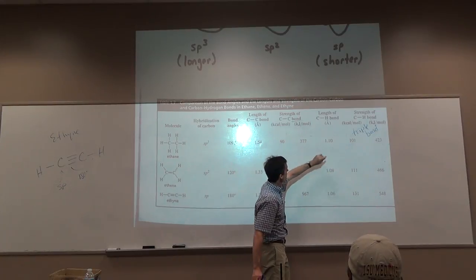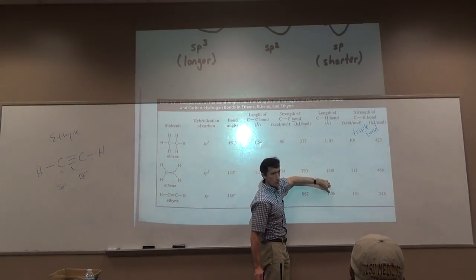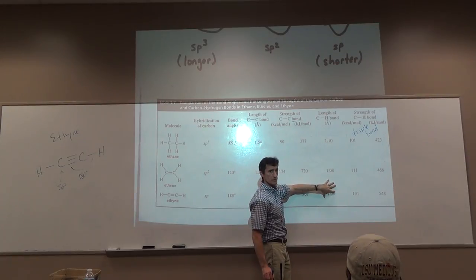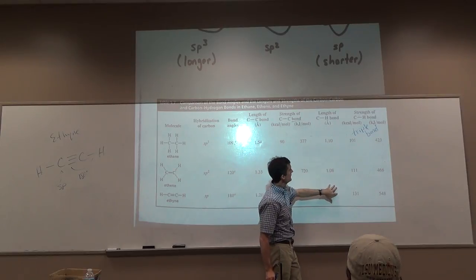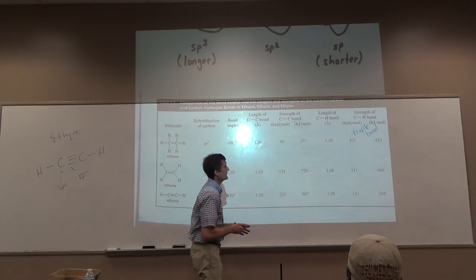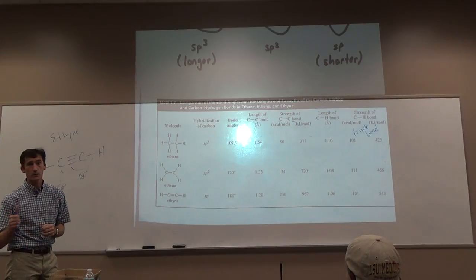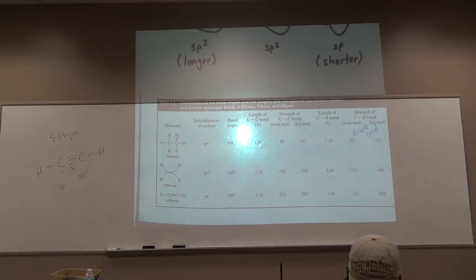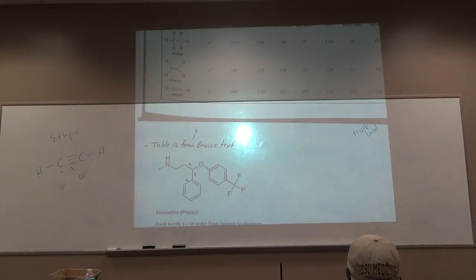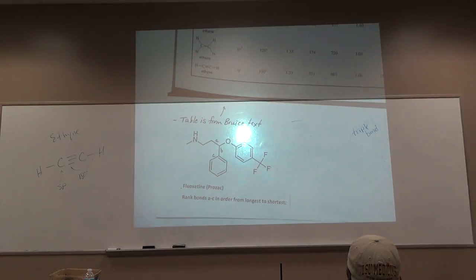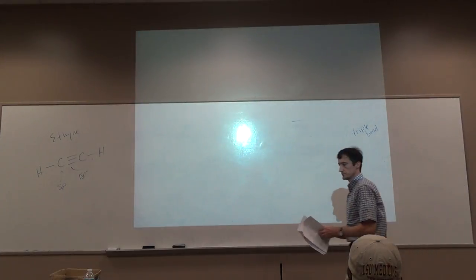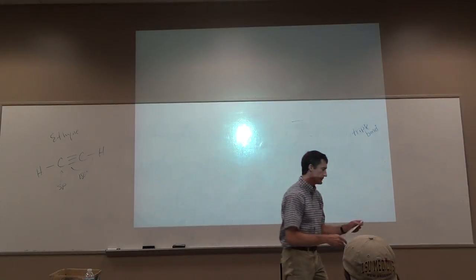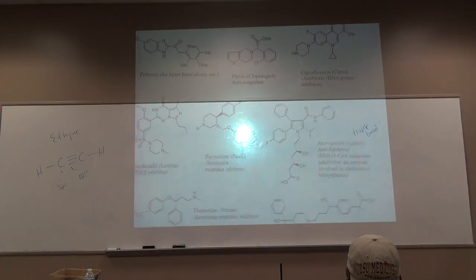Length of the CH bond. Well, what type of orbitals are being used? Why is this one shorter? It's not that much shorter, but you should be able to predict the trend. Strength of the CH bond. Length and strength are all based on what type of orbitals are being used. And if you're using hybrids, what's the percent s character? And you can do questions like this at the bottom. Rank bonds longest to shortest. Please do that. In the syllabus, there are a number of drugs.